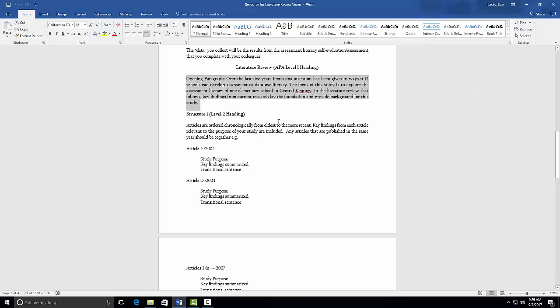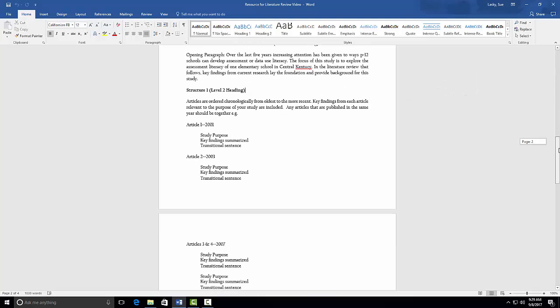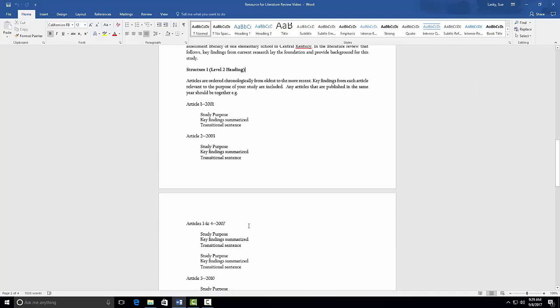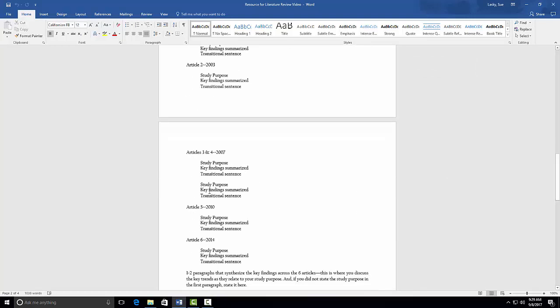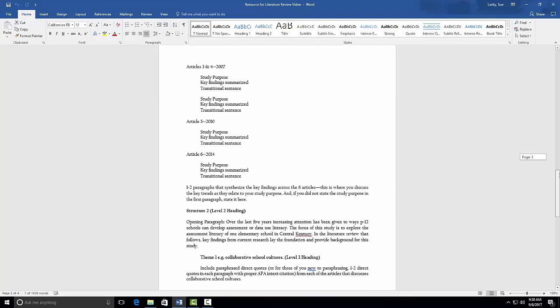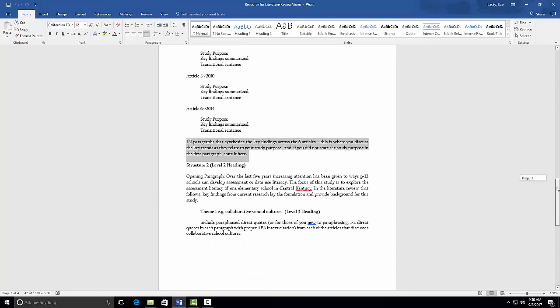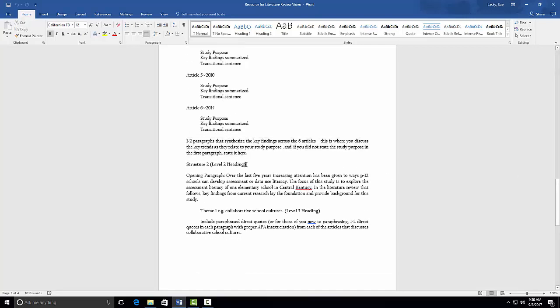You have your opening paragraph, structure 1, Article 1, Article 2, Article 3 and 4, Article 5, Article 6, replicated structure within each paragraph: study purpose, key findings, transitional sentence. Then you end with 1 to 2 paragraphs that synthesize the key findings across the 6 articles. Okay. Structure 2, this is the other option you can follow. So you're going to use either the chronological or the thematic structure.